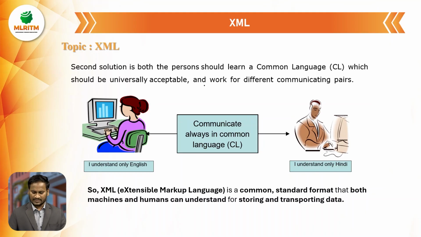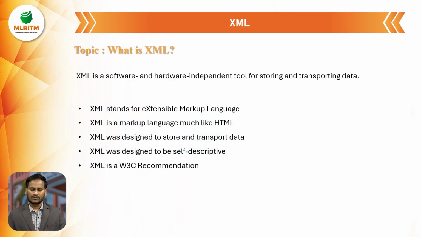What is XML now? XML is an extensible markup language. It is a common standard format that both machines and humans can understand. Machine language to human language, human language to machine language. It's a mediator. Next, what is XML in a professional way? XML is a software and hardware independent tool for storing and transporting data between one point to another, client to server. This will transport the data.